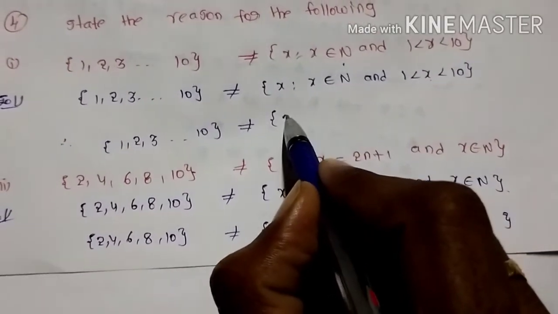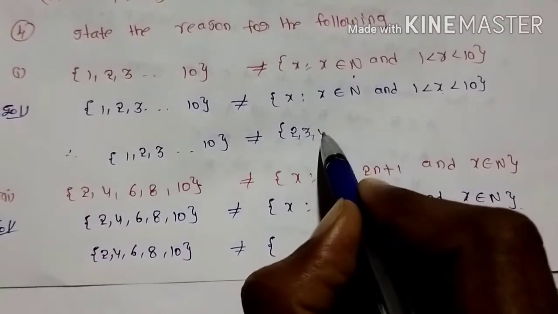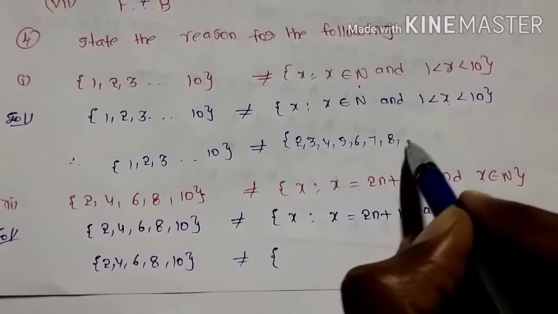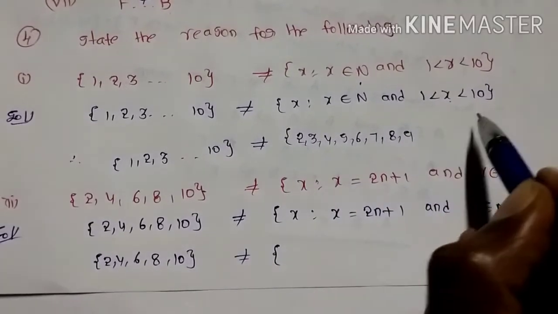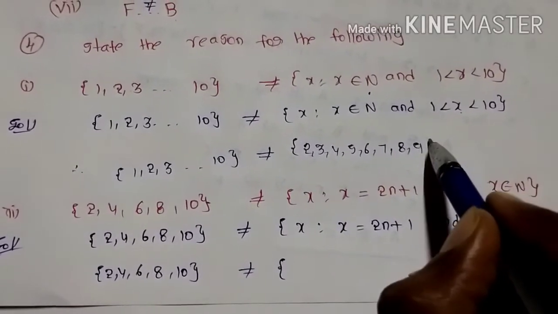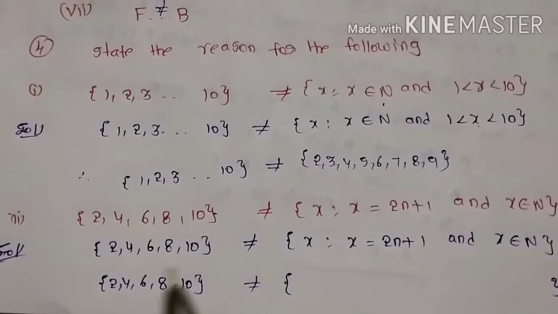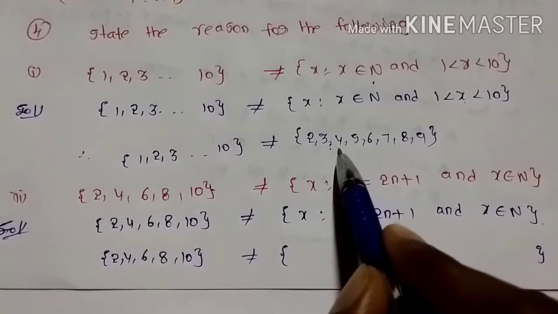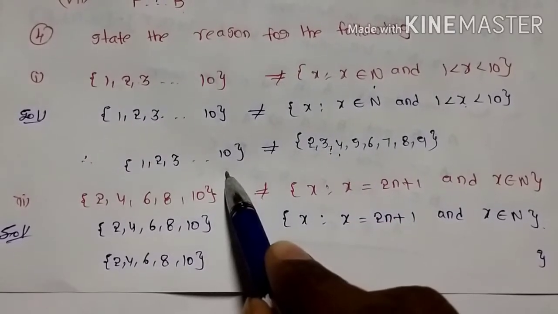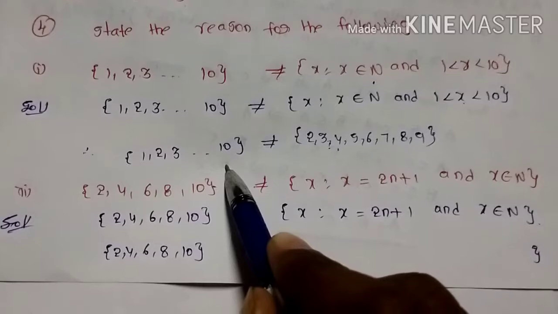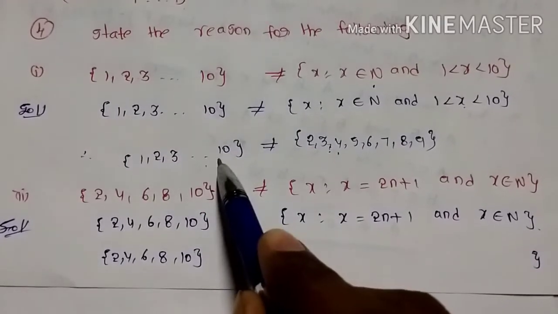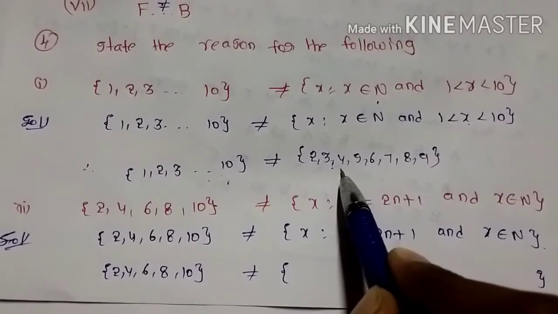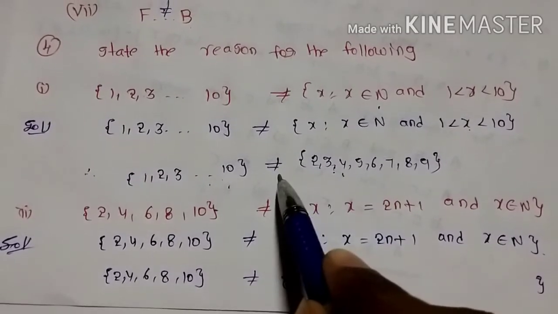Tell me once: 2, 3, 4, 5, 6, 7, 8, 9. Can I take 10? Don't take it. Why? Because it is less than 10. Observe: are all the elements of the second set in the first set? Yes. But are all the elements of the first set in the second set? Not possible. So that is why they mentioned it is not equal.